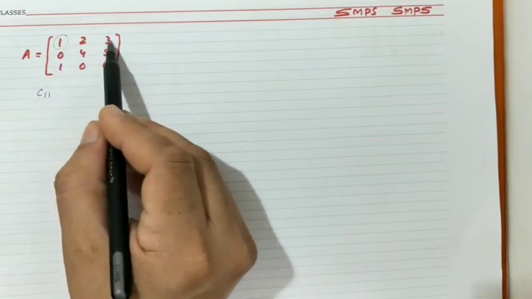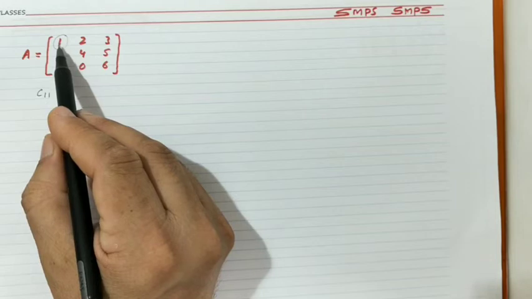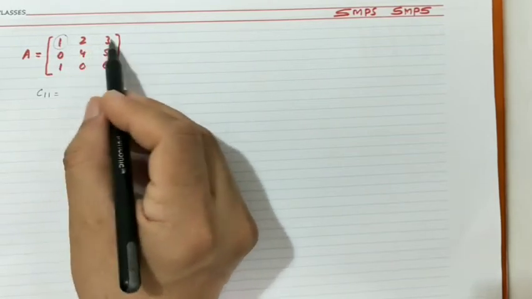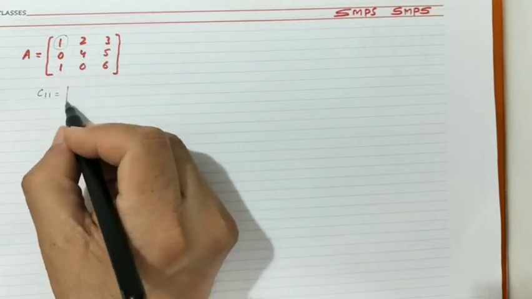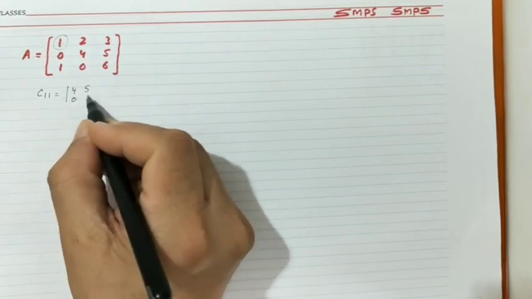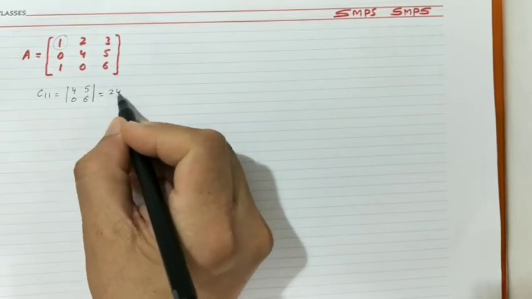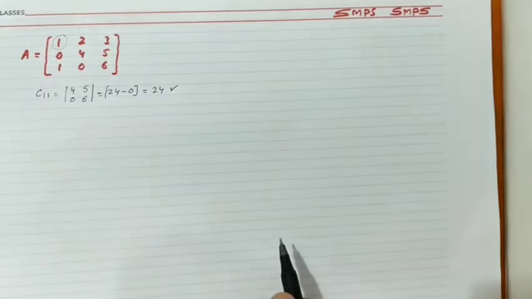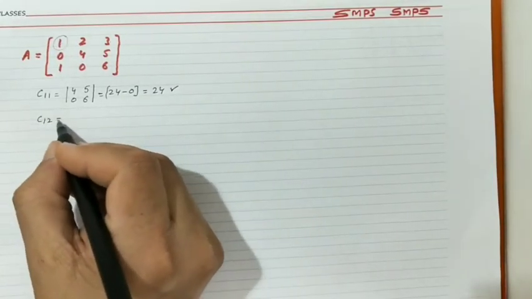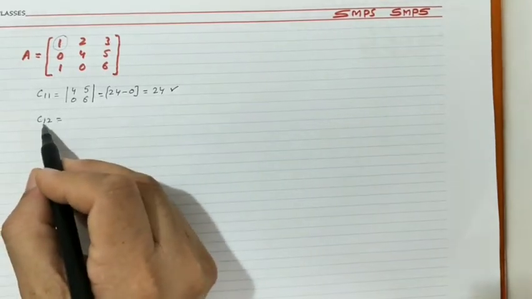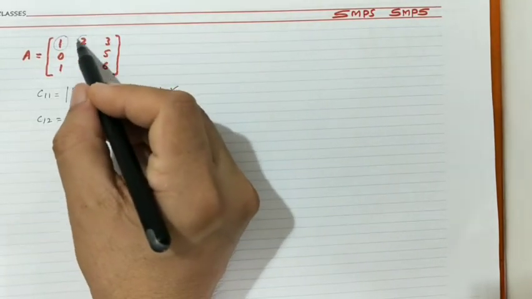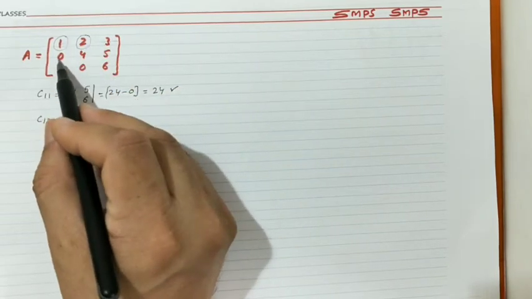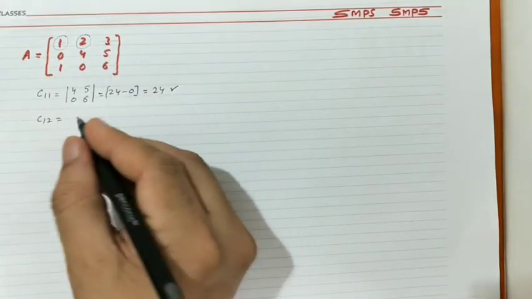This element lies in the first row, first column. So you will delete the first row, first column. After that, what will you get? We will get 4, 5, 0, 6. After simplification, you will get 24. Got it? C12 now. C12, first row, second column. Delete. And what will you get? 0, 5, 1, 6.